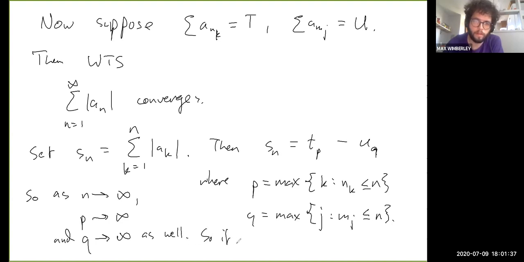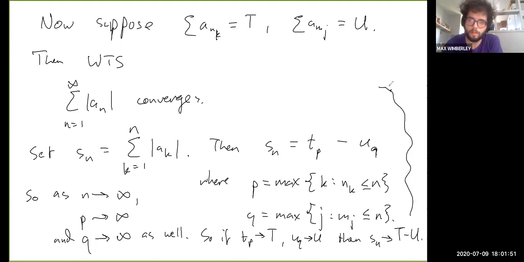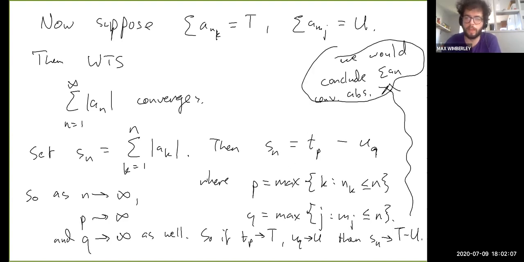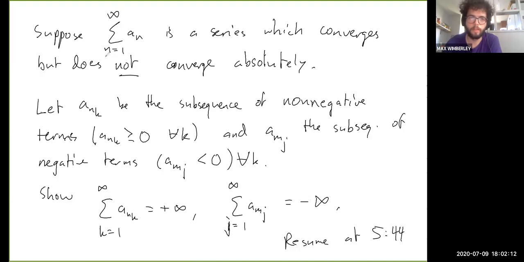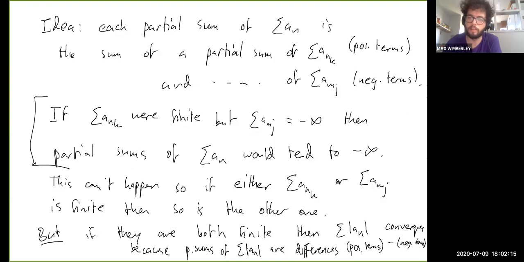So if T_P goes to T and U_Q goes to U, then S_n goes to T minus U, right? So what we showed is, from this we would conclude the series converges absolutely. Okay. And so if we were assuming initially, right, that this series does not converge absolutely, then that's impossible, right?